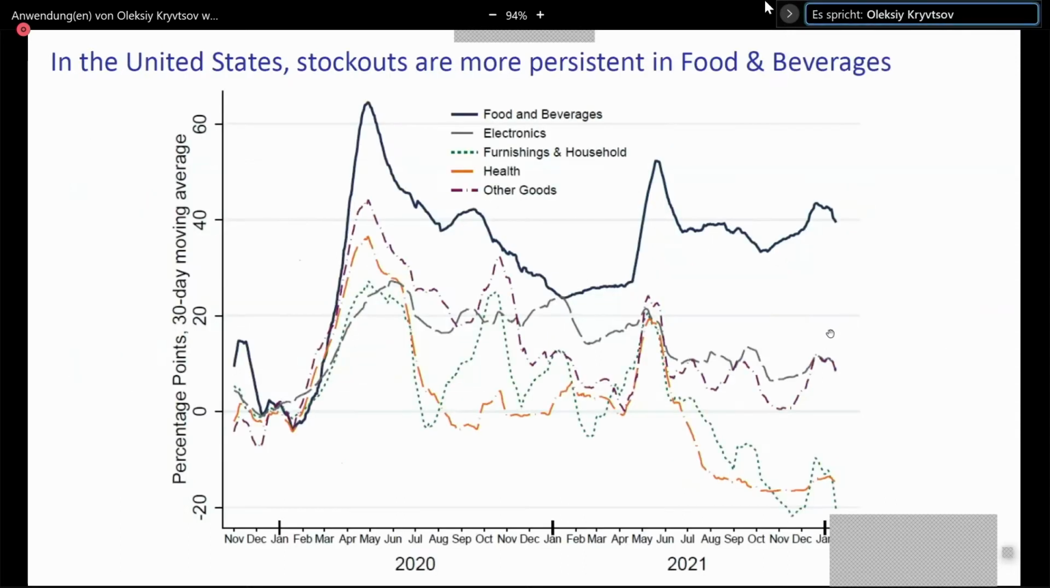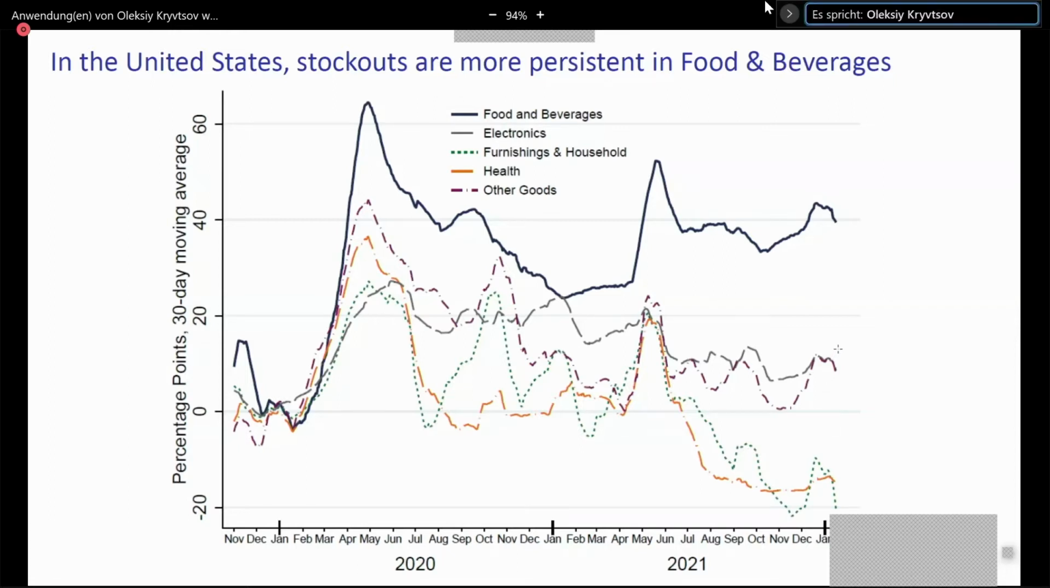And finally, if we look across sectors, again using the US example, there are a lot of differences in terms of shortages across different sectors. So the good sectors that normalized are health and personal care products, and sectors where shortages have been quite intense are electronics, household durables, and food and beverages.